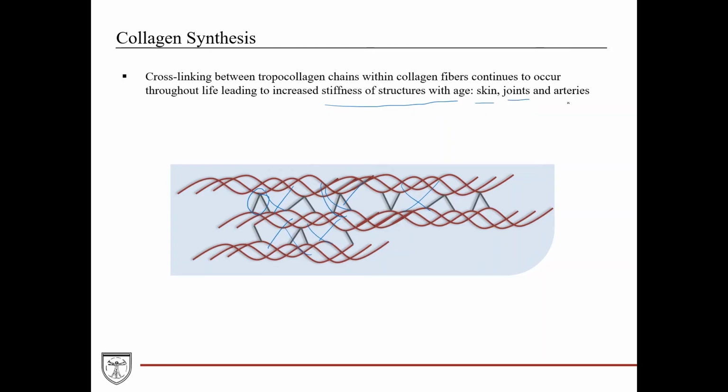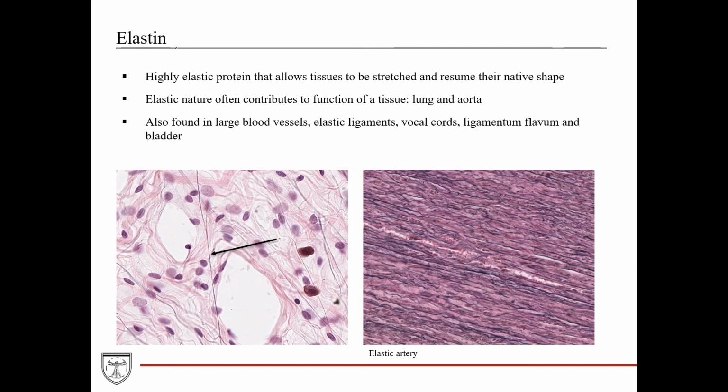particularly skin, joints, and arteries. And this is what leads to some of the detriments of older age. So over the next few slides, we'll talk about elastin and elastic fibers. Elastin is a highly elastic protein that allows tissues to be stretched and resume their native shape.